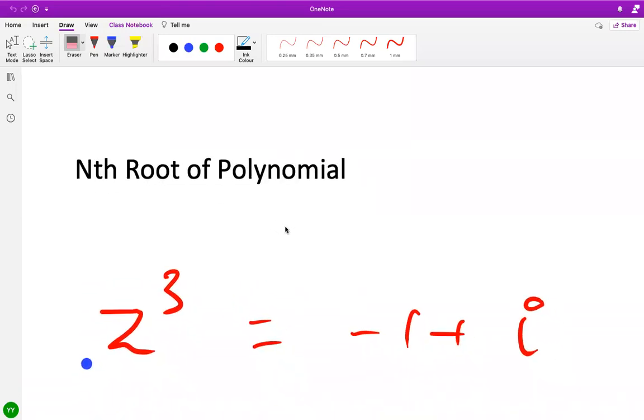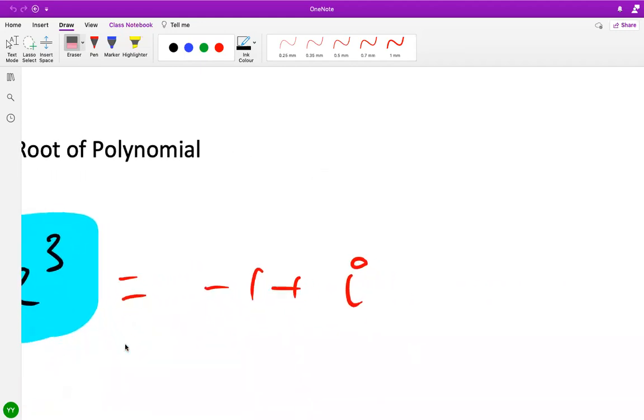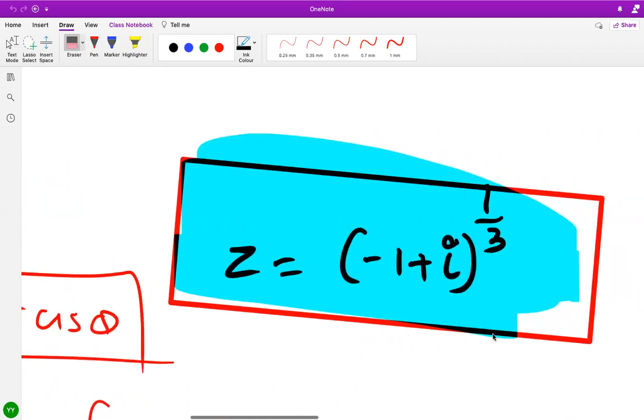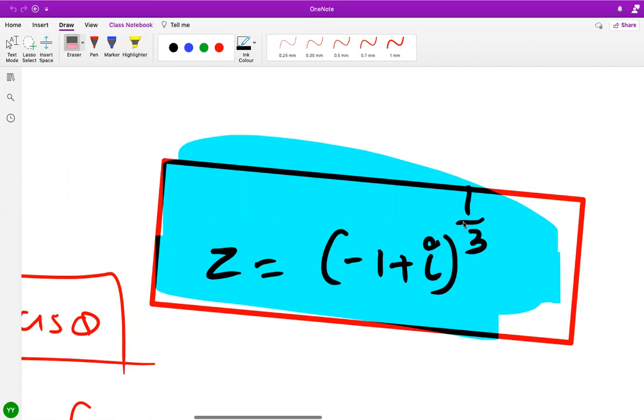So let's say here is a complex number that you're raising to the power n, raising to the power 3 here. So I'm getting the answer as -1 plus i. Now, what I really want to find out is what this complex number is. So obviously, if I clearly understand the basic operations, I can rewrite that as z is (-1 plus i) to the power 1/3, right? So how do I get the answers? Which are the possible answers for this? So that's the objective of this lesson.